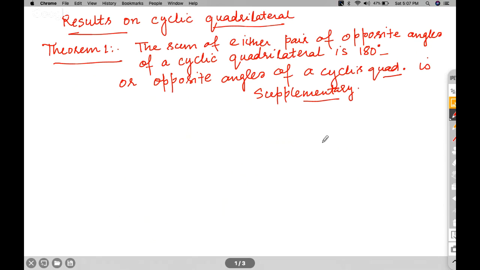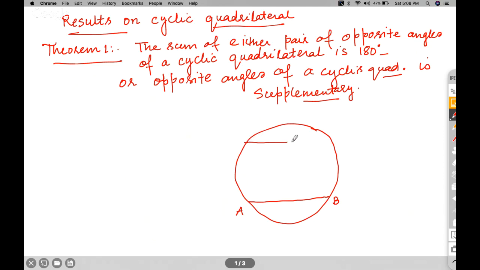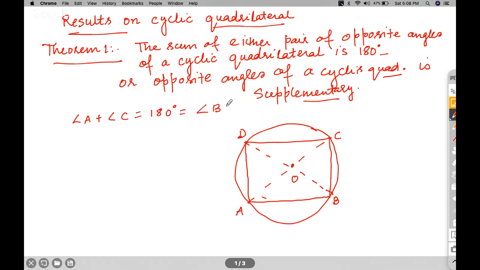So suppose I draw a circle over here, and this is A, B, C, D, the center O. I have to prove that angle A plus angle C is 180 degrees, which is also equal to angle B plus D.